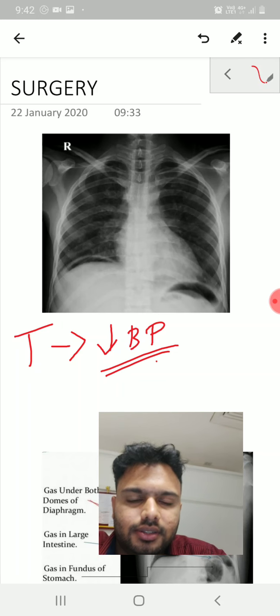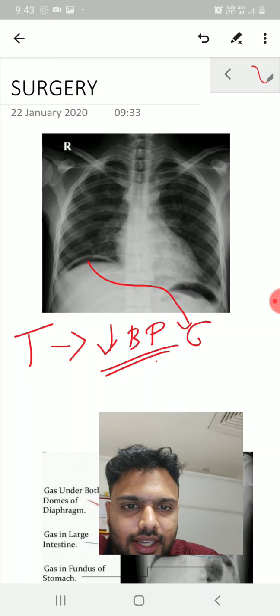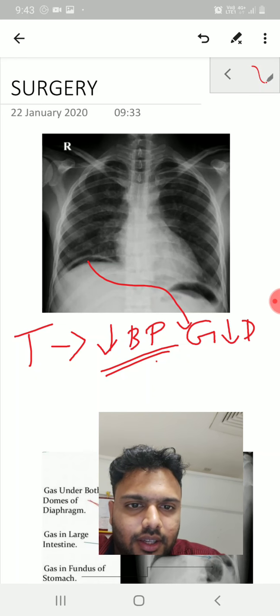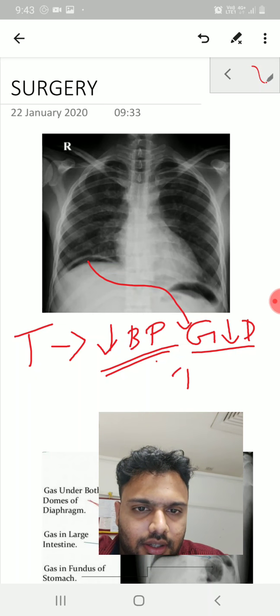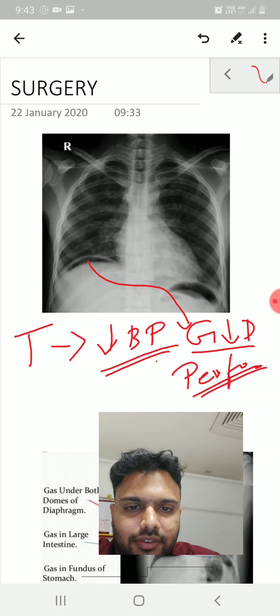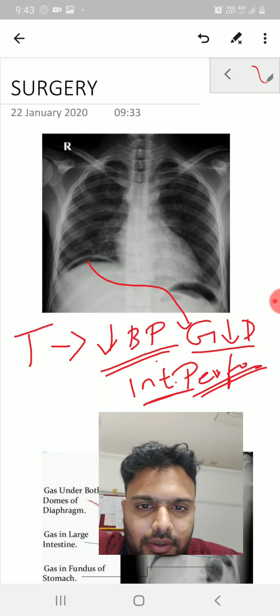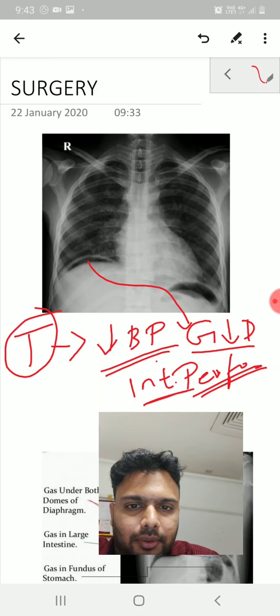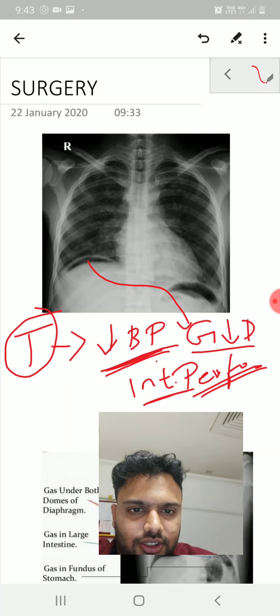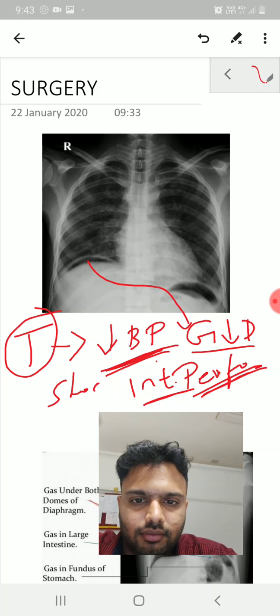This patient is having air under diaphragm, gas under diaphragm, which is suggestive of most probably perforation. So intestinal perforation is the answer they are expecting from you. It's intestinal perforation secondary to trauma. Hypotension means the patient is having perforation leading to leakage of the bowel contents, enteric contents, that is causing shock, septic shock.